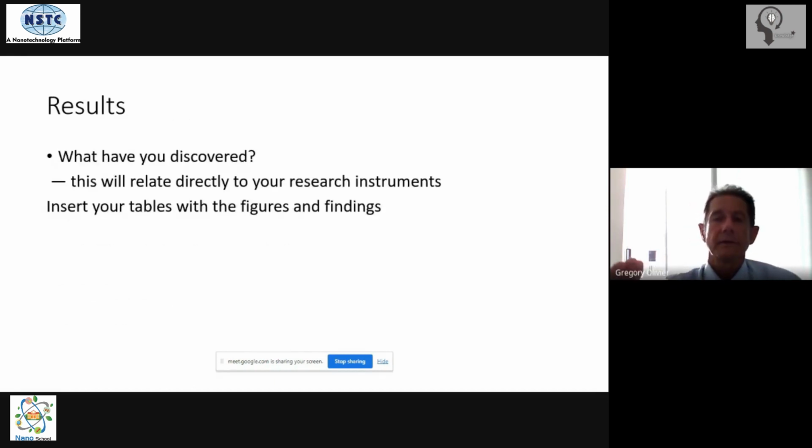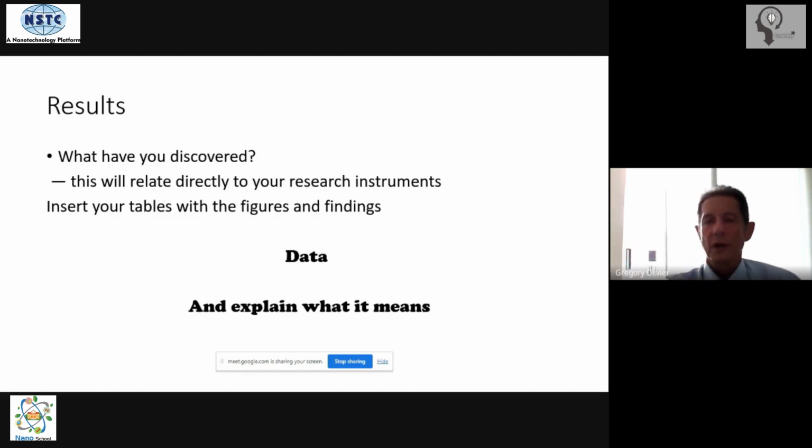And then your results section. Simply put, what have you discovered? So this will relate directly to your research instruments, and you will insert your tables with the figures and findings. So you're going to display your data and you're going to explain what it means. So please remember that scientists do tend just to display the data without the explanation.